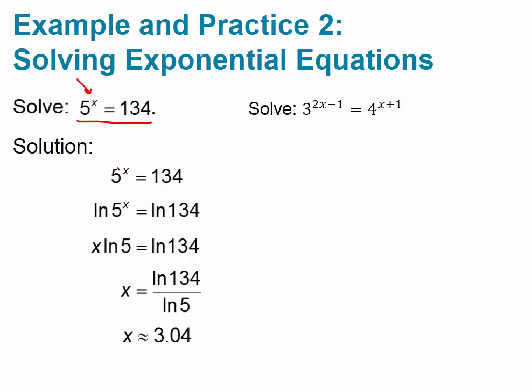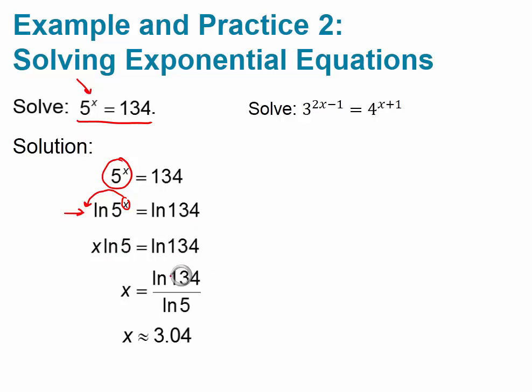So we've already got my exponential term isolated, meaning it's all by itself on one side. Now I'm going to take either the log or the natural log here of both sides. And what that allows me to do then is now I can take that x and write it out front. x times the natural log of 5 is equal to the natural log of 134, and then divide both sides by the natural log of 5.